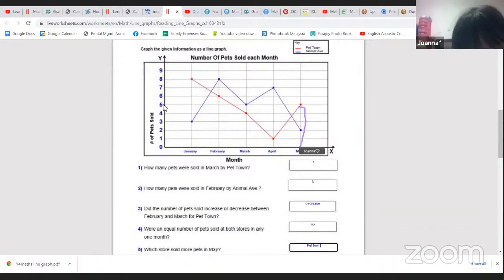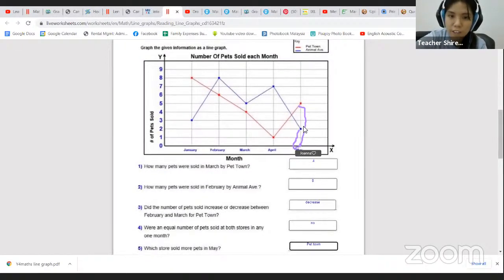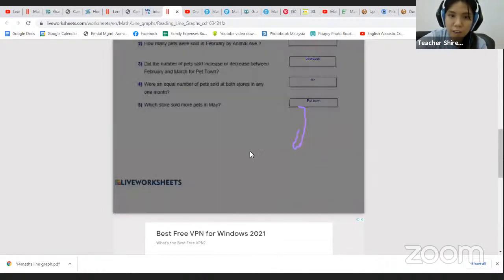May red color has 5. While blue color has 7. Huh? How do you see 7? Can you circle where the 7 is? I see it now. Got it? Understand? They look at May only. Alright? So it's Pet Town. Got it? Okay.